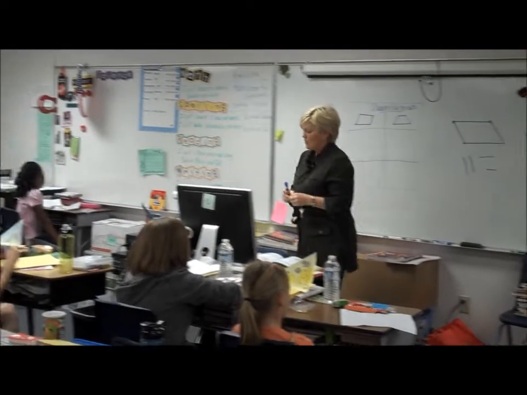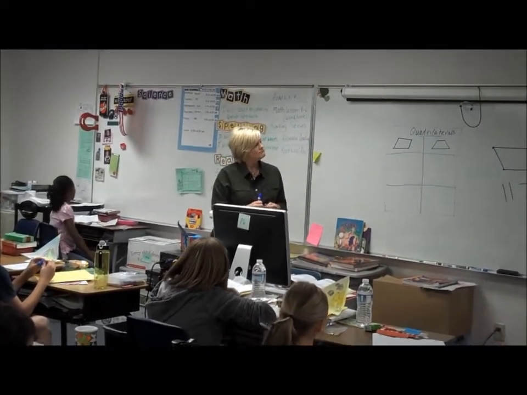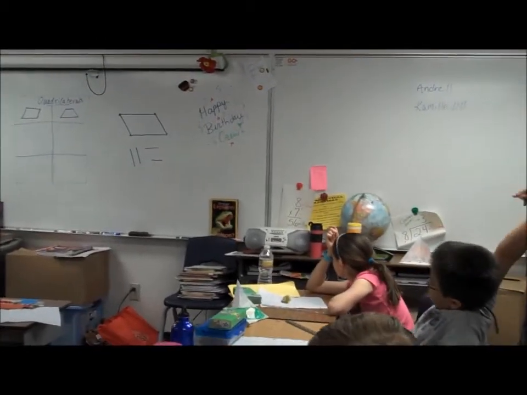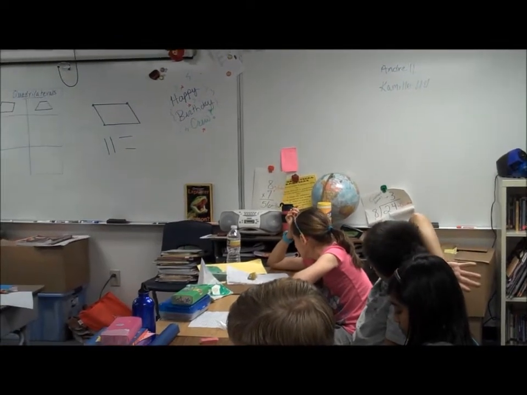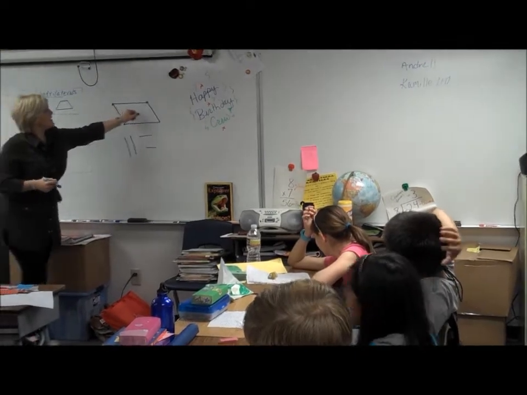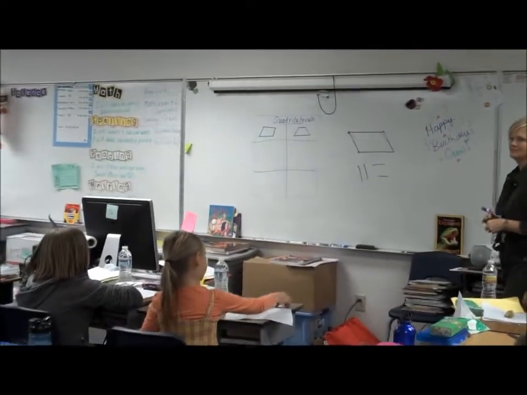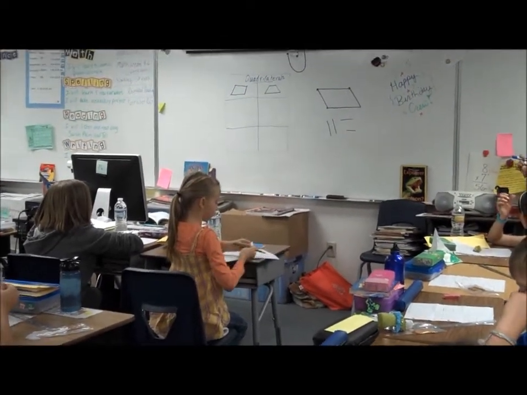Okay. What else do we know about a rhombus now, though? Was it like the rectangle in a way? Was it like your first quadrilateral that you drew? What about the sides? What about the lengths of them? They're all the same length. Andre? That they're all the same length.